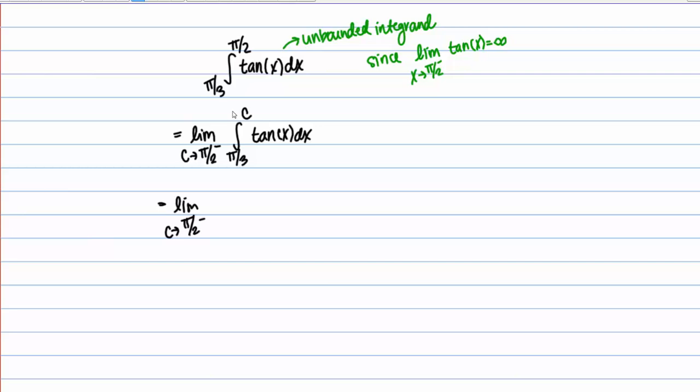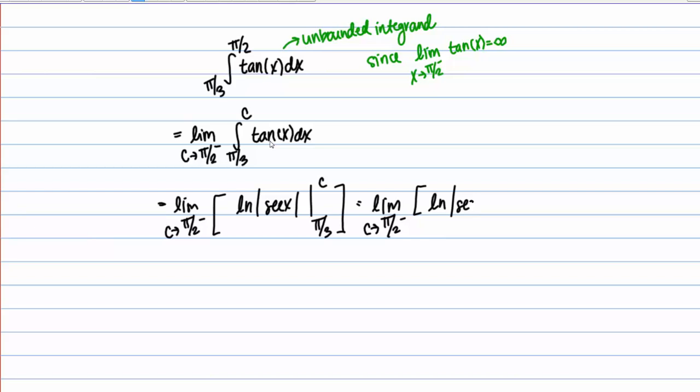So the antiderivative of the tangent of x is actually the natural log of the absolute value of the secant of x. And we're going from pi over 3 to c. So if I plug in those limits of integration, I have in here the natural log of the absolute value of the secant of c minus the natural log of the absolute value of the secant of pi over 3.